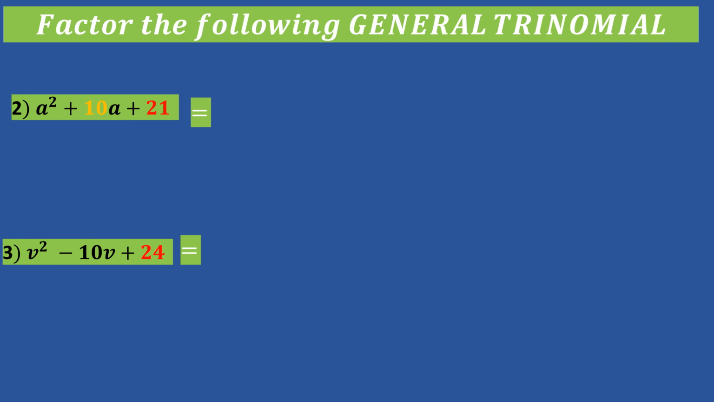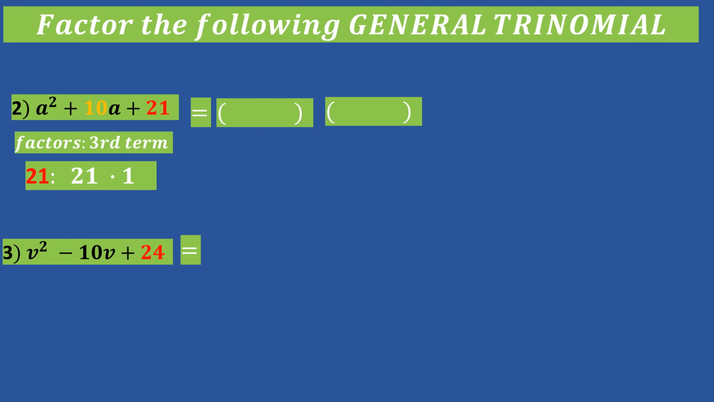Okay, let's proceed to example number 2. a squared plus 10a plus 21 is equal to what factors? So we have to prepare two sets of parentheses. Then let's get the possible factors of the third term, which is 21. So we have 21 times 1, and the other set is 3 times 7.